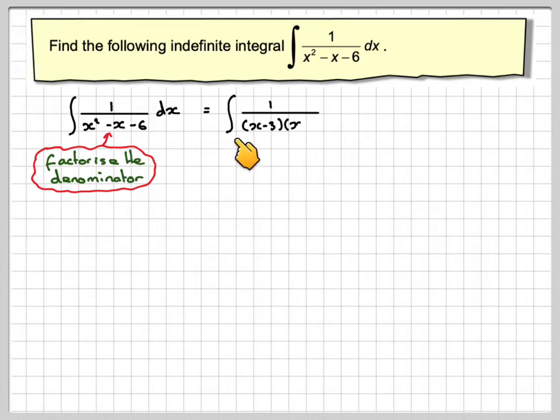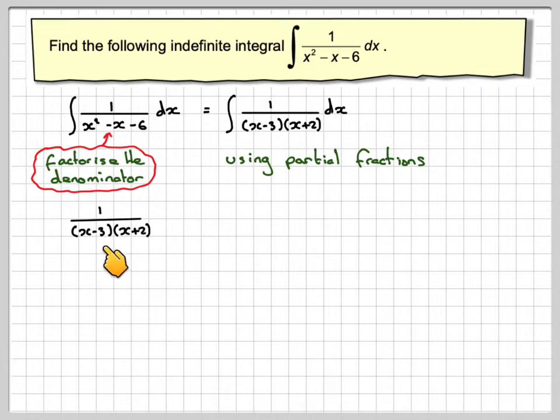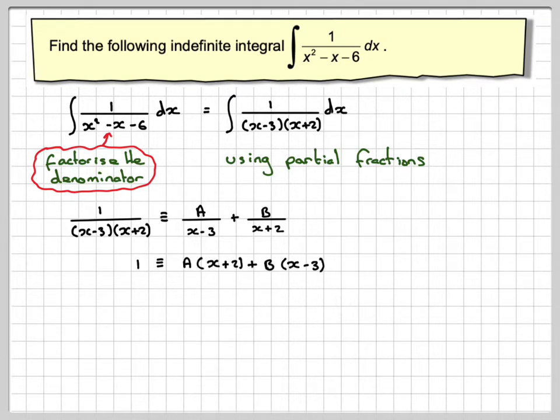So the integral of 1 over x squared minus x minus 6, when factorised, becomes 1 over (x minus 3)(x plus 2). This can be separated by using partial fractions. So we say that 1 over (x minus 3)(x plus 2) will be equal to A over x minus 3 plus B over x plus 2. That means that 1 will be equivalent to A times (x plus 2) plus B times (x minus 3).